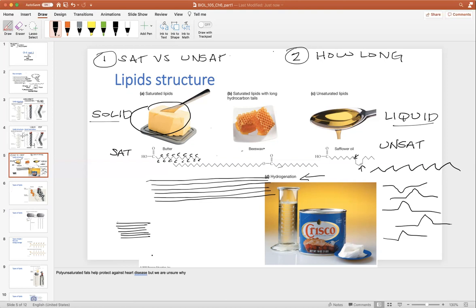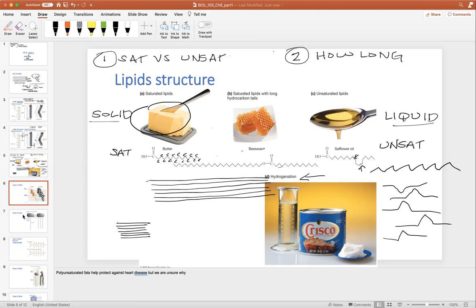Now, one of the things that you may have heard is that polyunsaturated fats help protect against heart disease, while saturated fats are bad for your heart and can contribute to plaques inside your arteries. So you may have heard of atherosclerosis, which is a hardening of the arteries, and that's contributed to by saturated fats. We're not exactly sure why polyunsaturated fats, so poly meaning many, and unsaturated meaning double bonds, so if you're eating fats that are polyunsaturated, they've got lots of double bonds. We're not exactly sure why that protects against heart disease, but we know that it does, okay?